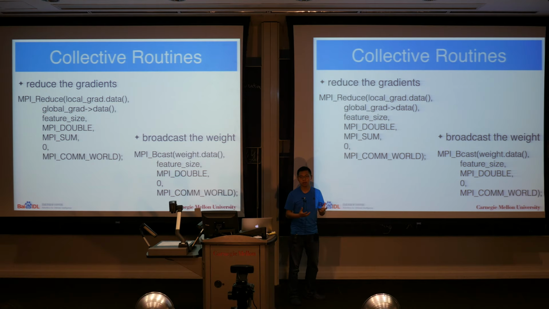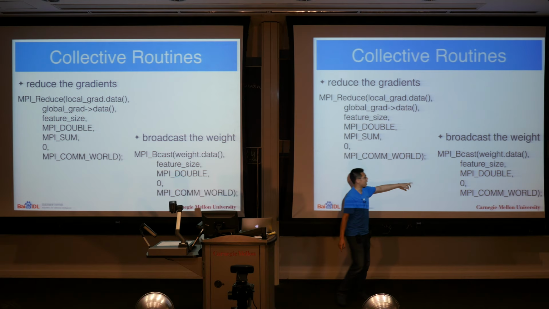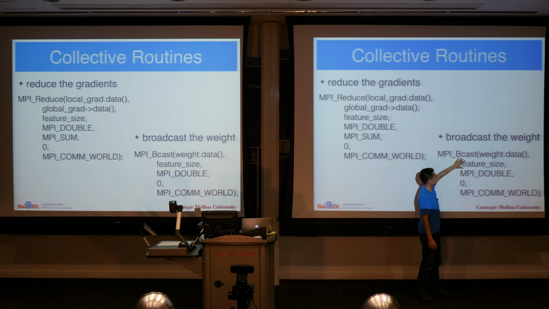If the model is updated, now you need to tell all these machines, okay, now I have the new model. You can do that by broadcast. This is the data on rank 0, and you tell me how much data you have and what the type is, and you broadcast to all the processes on this communicator, that is, all the machines you have. So it's almost done.